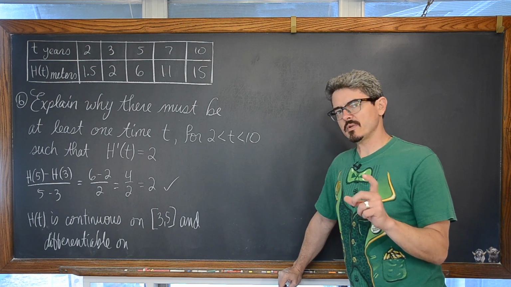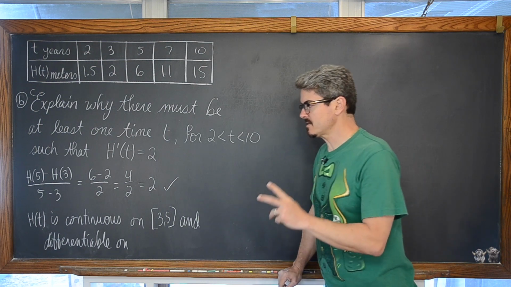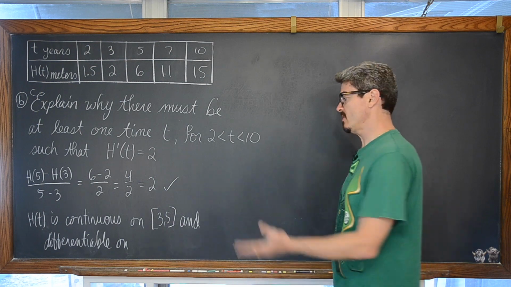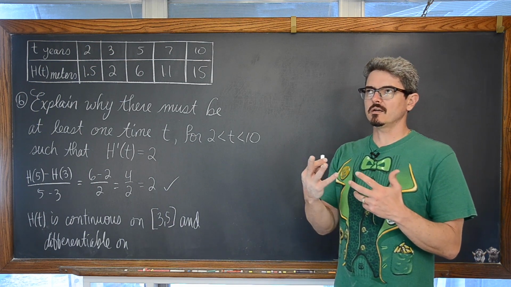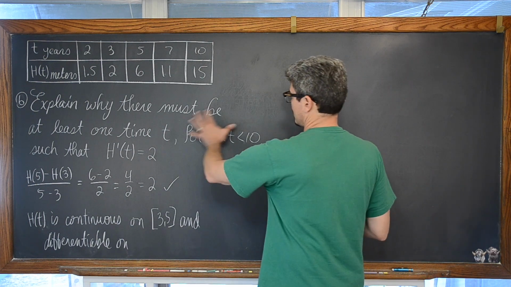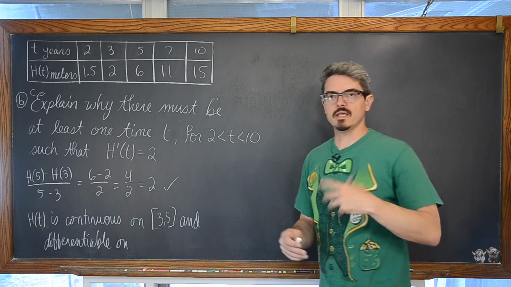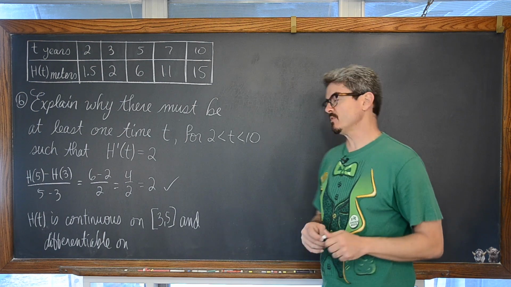This is kind of bothering me a little bit. The scoring guideline for this says that h of t is continuous on the closed interval from 3 to 5 and differentiable on that same closed interval. You can't take a derivative of a function at the endpoint of a closed interval. I think it's coming from the fact that originally we're given this interval from 2 to 10, being told that this is where h is twice differentiable.